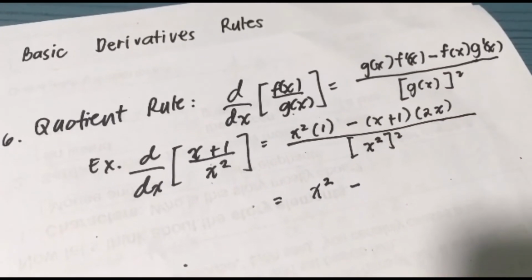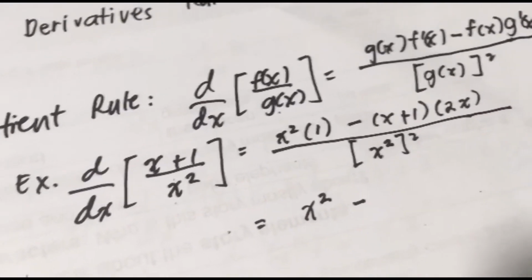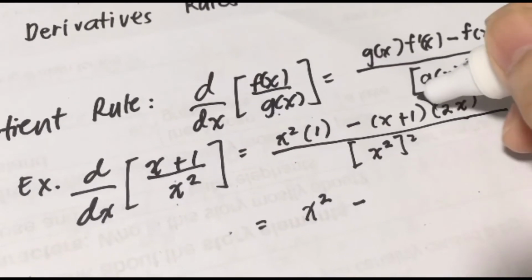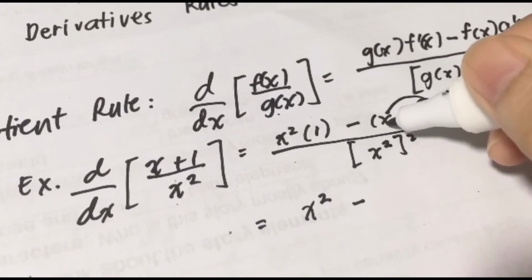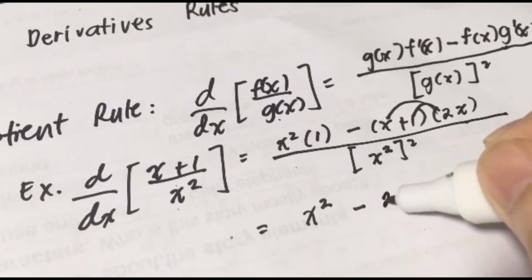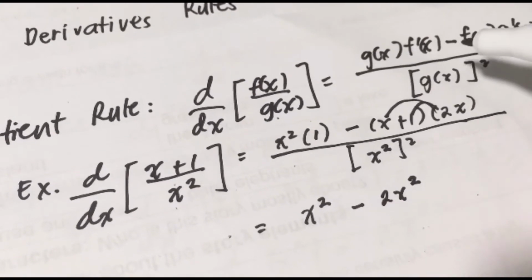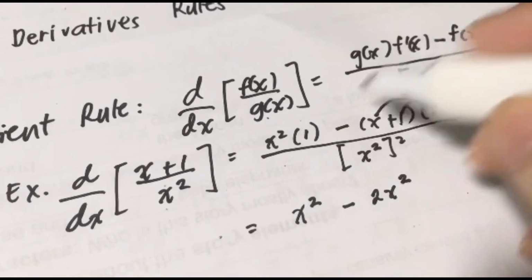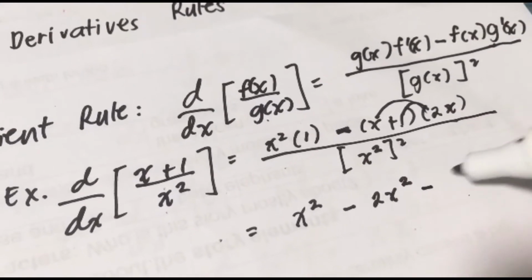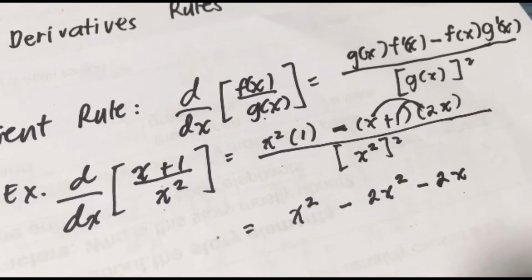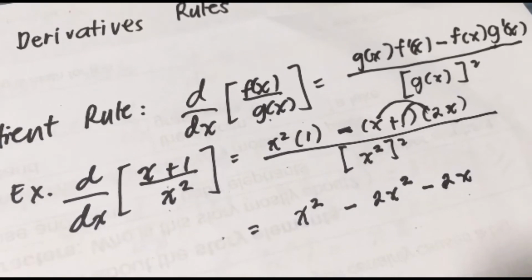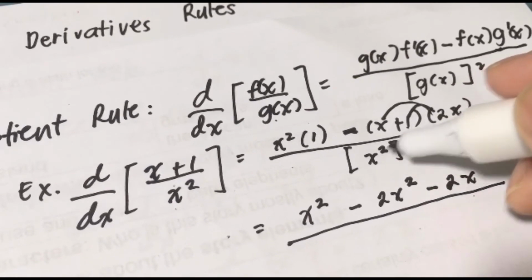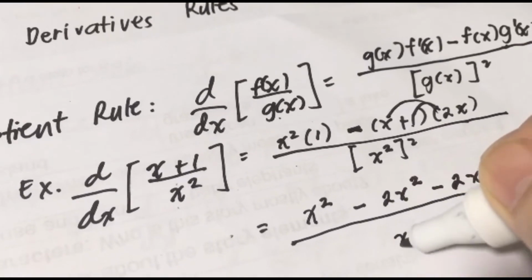So x squared times 1 is x squared, minus, we have to do the distributive property. 2x times x is 2x squared. Next, 2x times 1 is 2x, and since this is subtraction, that is minus 2x. Then all over x squared to the second power. Power to power, that is x raised to the fourth power.